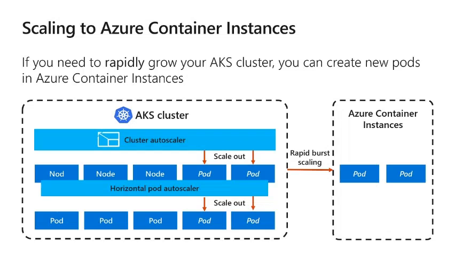If configured, the scenario would then trigger the cluster autoscaler to deploy additional nodes in the node pool, but it might take a few minutes for those nodes to successfully provision and allow the Kubernetes scheduler to run pods on them. If you need to rapidly grow your AKS cluster, you can create new pods in Azure Container Instances. So you see, you can easily create new instances in your AKS cluster. Rapid burst scaling.